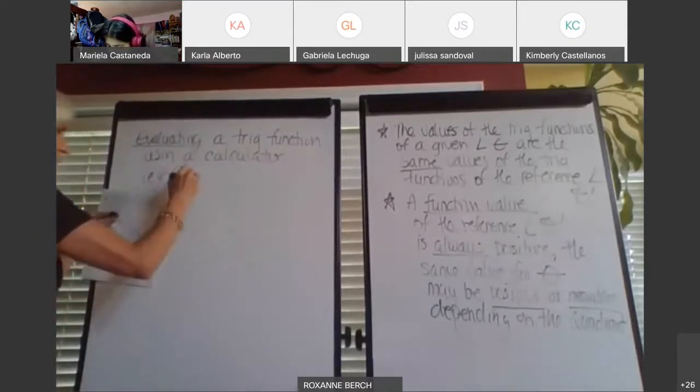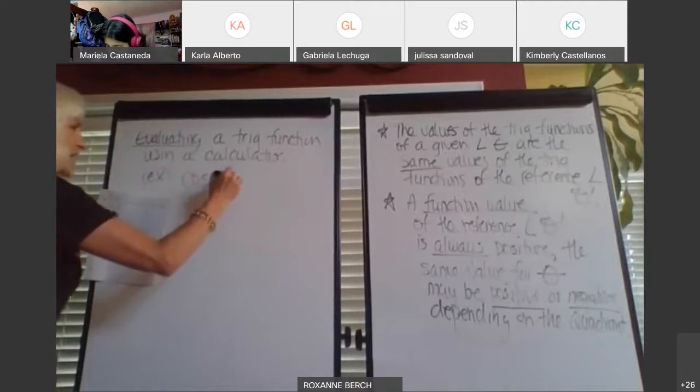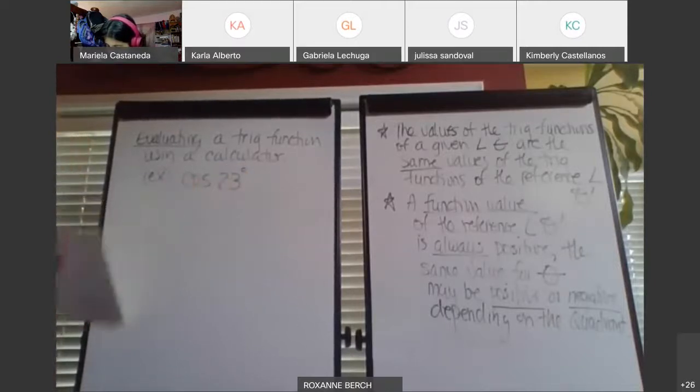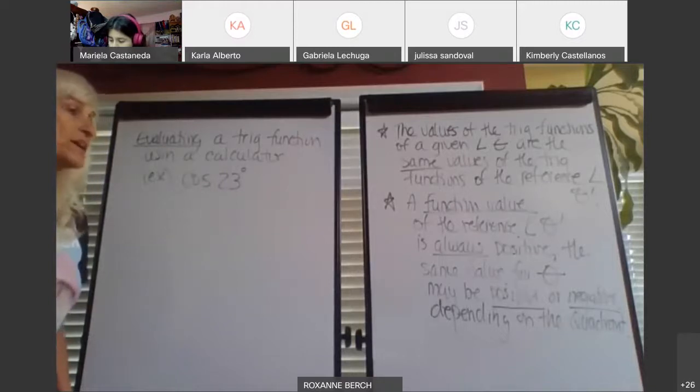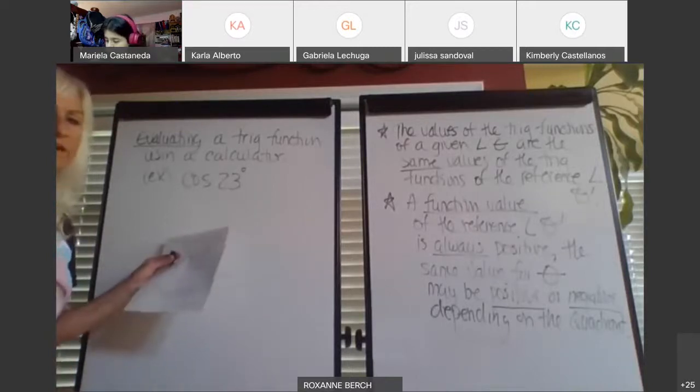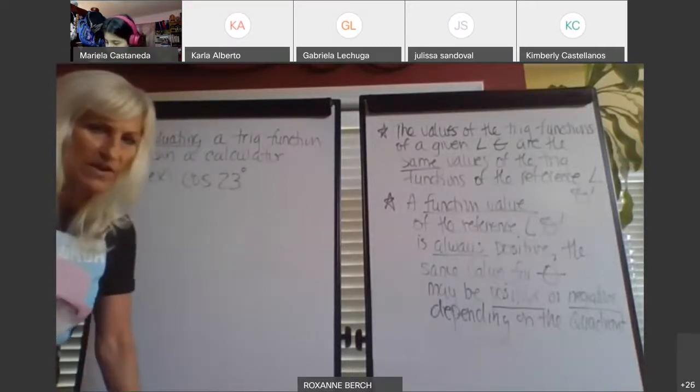Okay, now, why do we need a calculator? Because we know nothing about 23 degrees. We know about 30 degrees, 45 degrees, 60 degrees. We know about 90 degrees. But we don't know about 23 degrees. So we're forced to use a calculator. Now here's the deal.